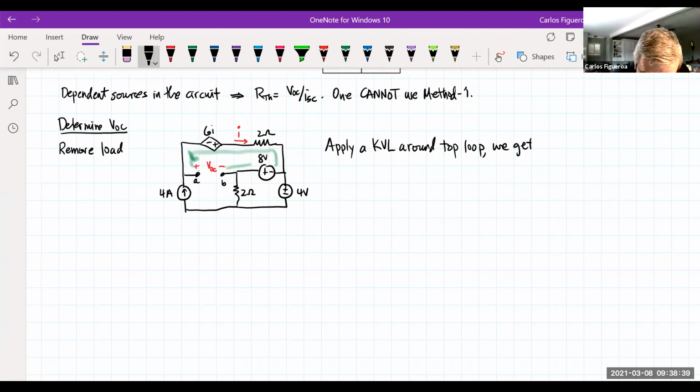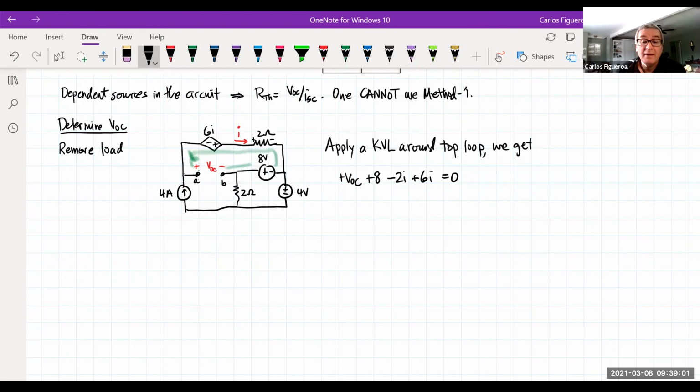I'm going to start at node A. So then I'm going to get plus VOC. I'm going to get plus 8. Because the I direction is defined here, that's going to be minus 2I. And then I'm going to get plus 6I. Look at that.